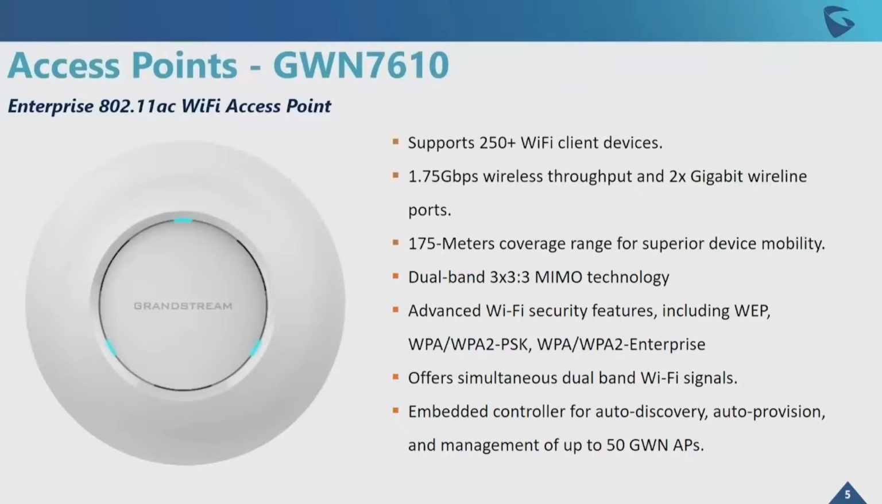Johnny asked a question, can the GWN7610 manage the other models? Absolutely. All of our access points can manage each other, regardless of the model. Okay. The GWN7610 also offers dual band, 2.4 and 5 gigahertz, and the embedded controller on the 7610 can manage up to 50 other GWNs, regardless of model.